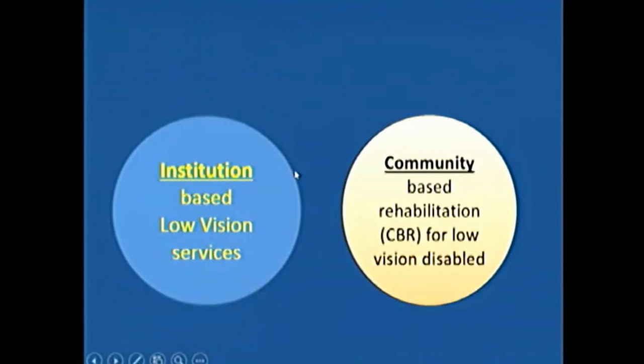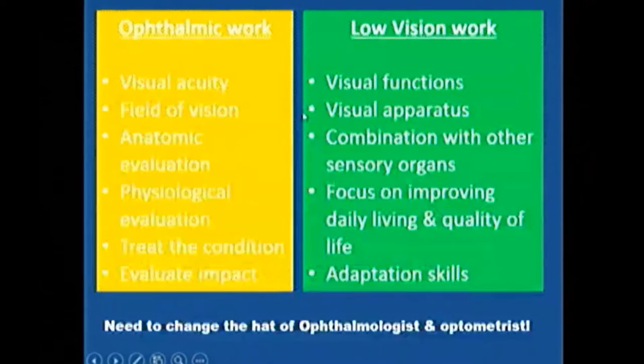Two types of services can be given: institution-based low vision services and community-based low vision services. We will focus initially on institution-based services because that is the goal of the current administration in KKS to expand in coming years. So let us focus on how we can do it within an institution.